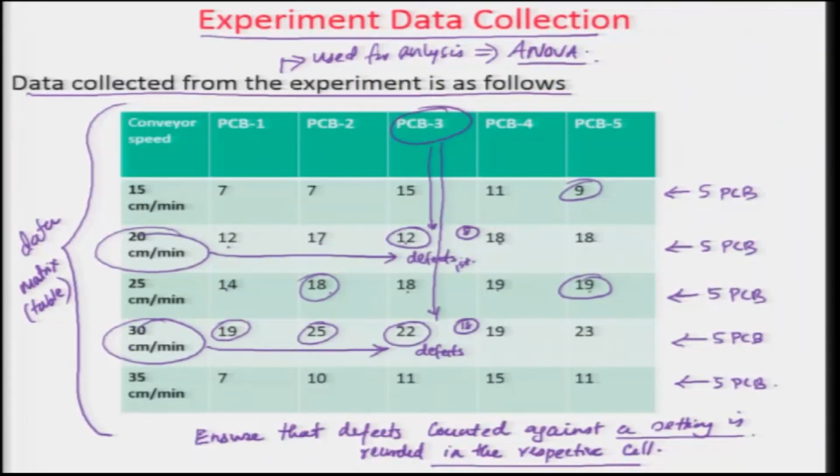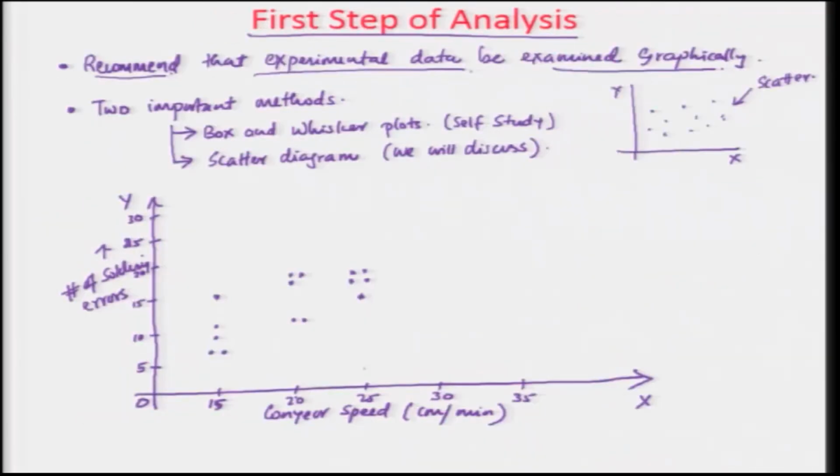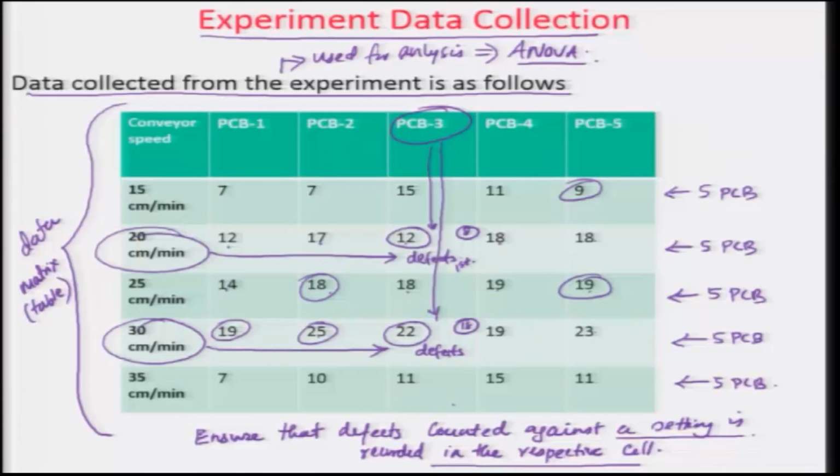Then 30 is 19, 25, 22, 19, 23, right. So, let us go back. For 30 the first value was 19, right here. The next value was 25, so we go up, here is 25. Then the third value was 22. Then there is 19, right here. We put one more 19, and then there is 23, between 22 and 23. So, this gives you the scatter for 30.